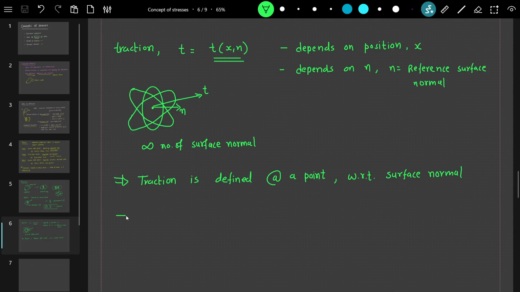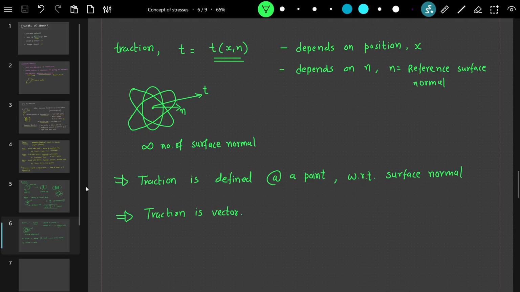Some more properties, let's see. Let's try to understand traction more clearly. So traction is a vector. How? Because we know traction is derived from force, right? It is the intensity of force at a point. So if force is a vector, traction is also a vector.